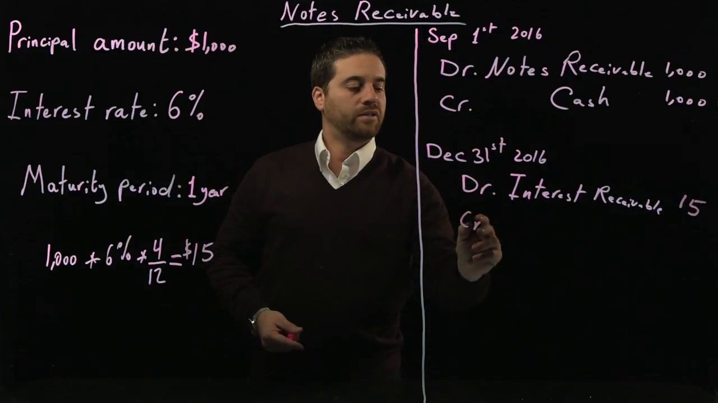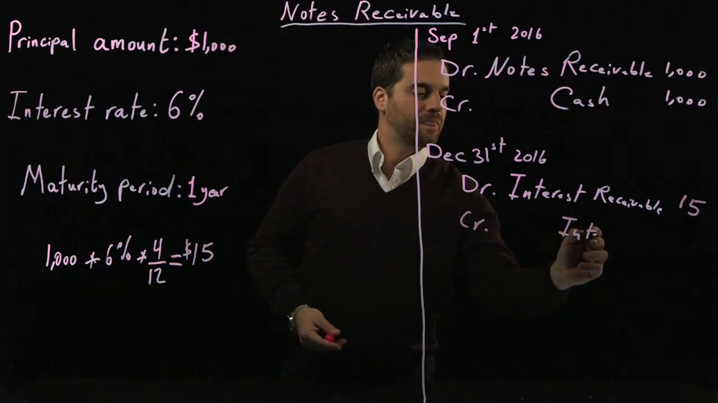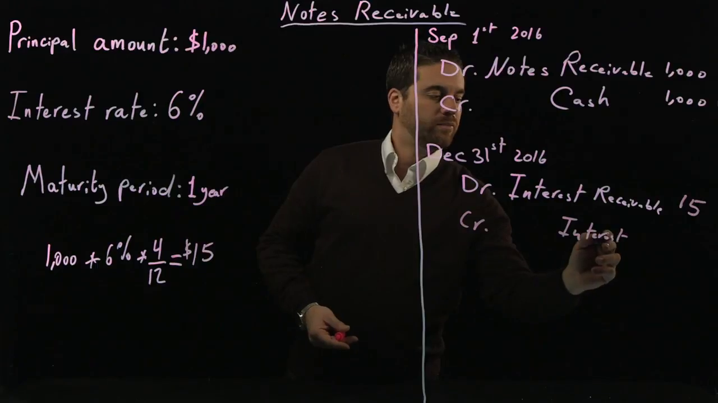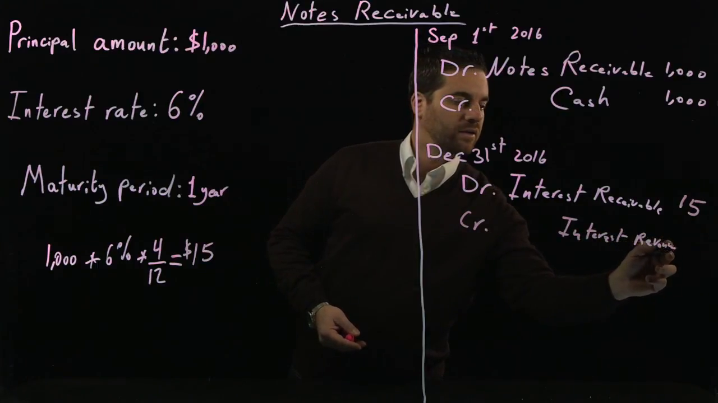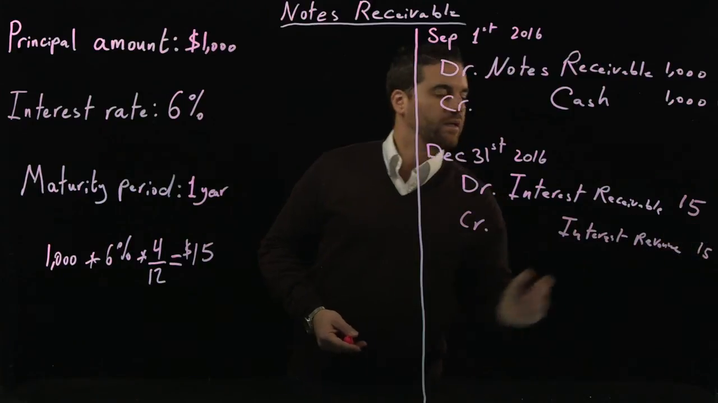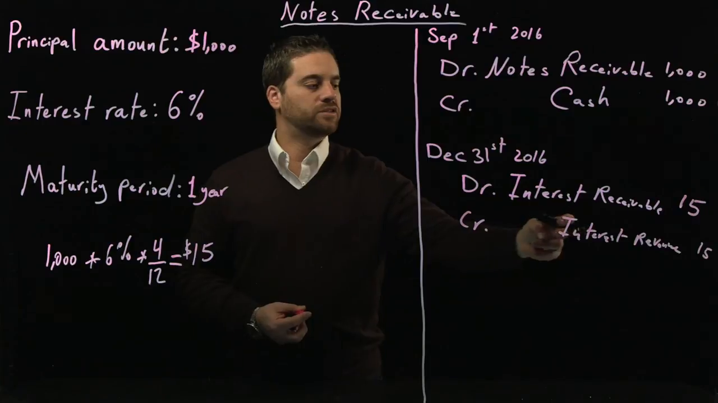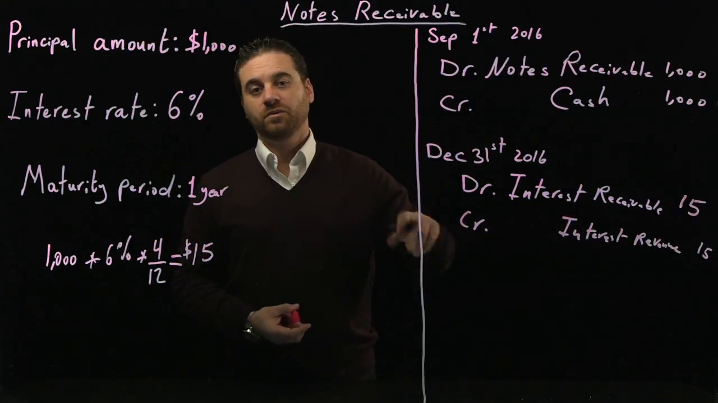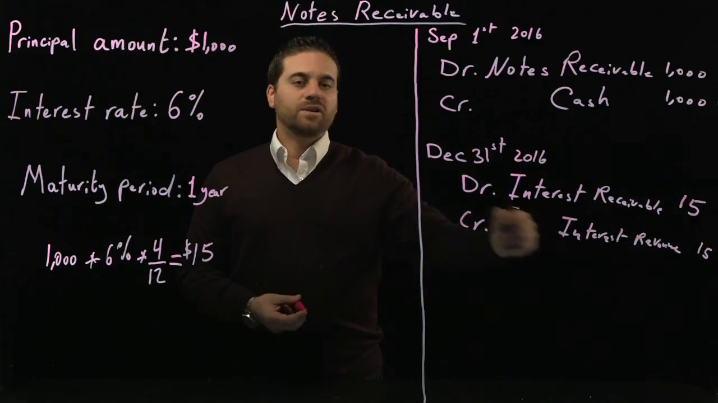And then we're going to credit revenue. What kind of revenue? Interest revenue. And again, we did that at the end of 2016 because I want that revenue to show up in the 2016 income statement. If you wait until next year, it's not going to show up in the 2016 income statement. It will be in 2017. Okay, all right, so that was the adjustment.